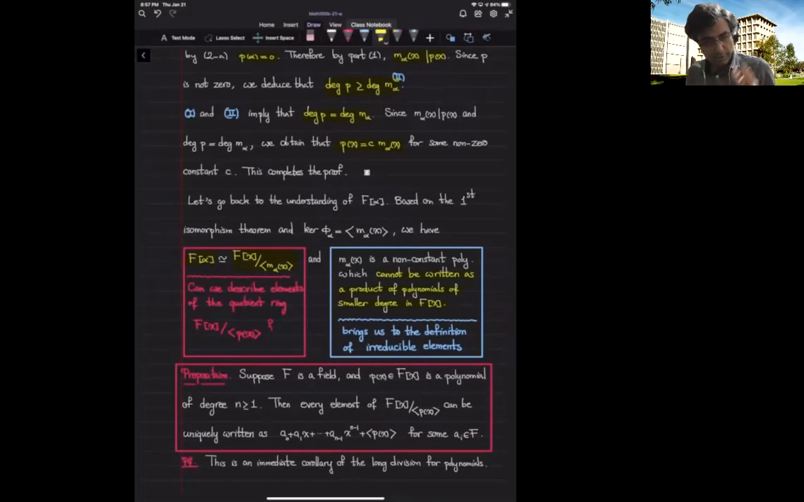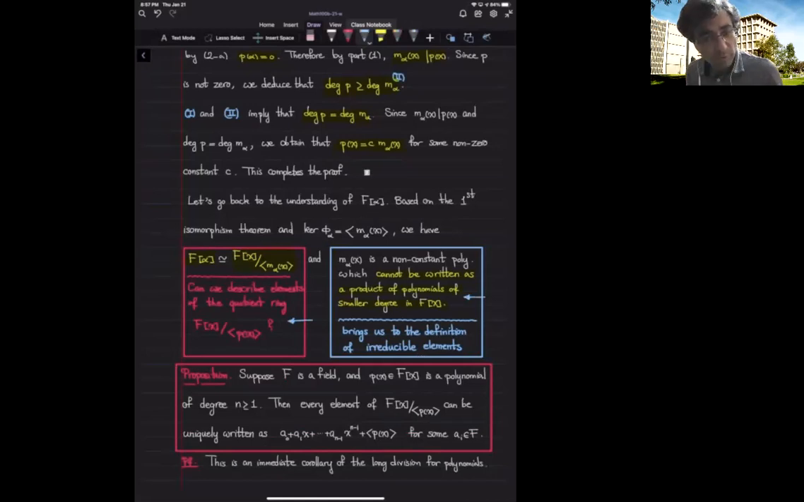So now there are two questions. Can we actually understand this? Can we use this property and pinpoint the minimal polynomial of a given algebraic number? This brings us to the definition of irreducible elements, and we'll get to this later. And this part brings us to this question: can I describe elements of this quotient ring?